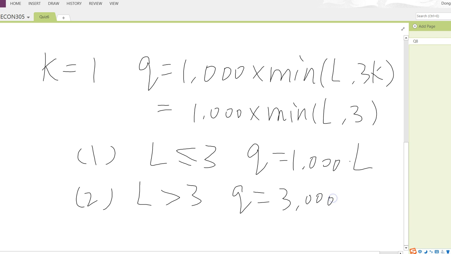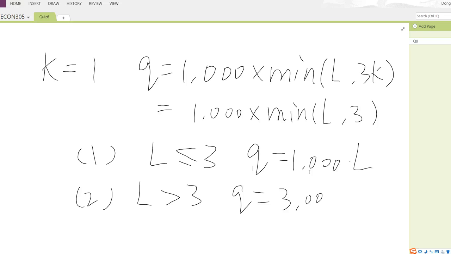So when L is above 3, Q is a fixed quantity, and when L is smaller or equal to 3, Q is equal to 1000 times L. Geometrically speaking, this is a straight line. This part is a straight line for the first part. So we can draw this portion of the total product curve by fixing 2 points on this line.